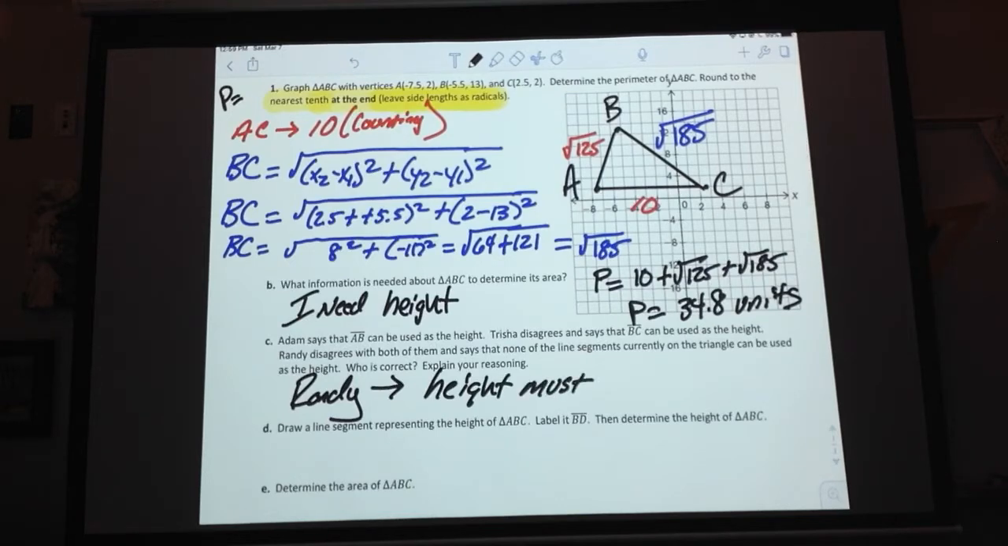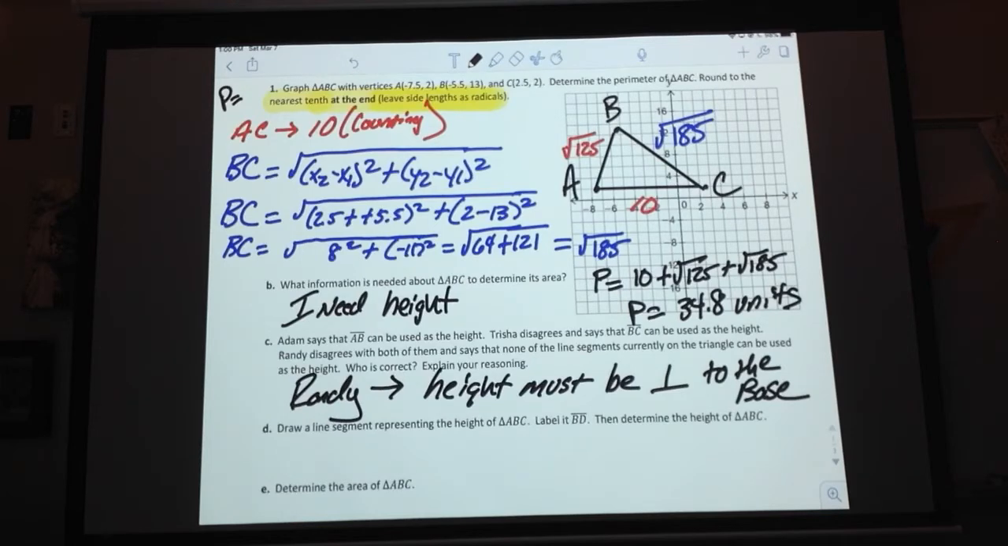must be perpendicular, right? Must be perpendicular to the base. Okay? It must be perpendicular to the base. And in this triangle, we're going to make AC our base. Why? Well, visually, it's at the bottom. It looks like a floor. It looks like the ground, and we want to build the height straight off the ground.